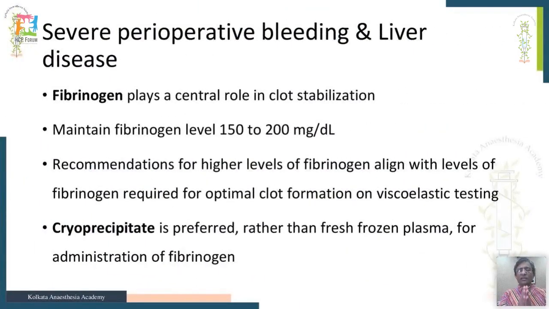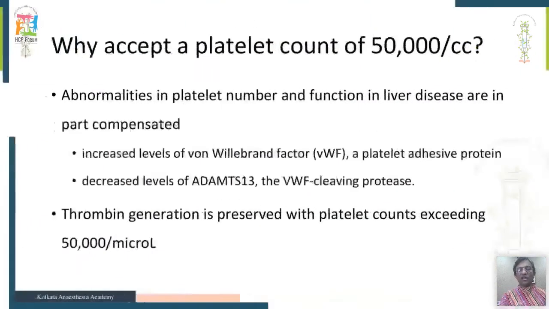Fibrinology, fibrinogen plays a huge role in the clot stabilization, and it is wise to keep it possibly above 200. And cryoprecipitate is possibly the preferred way of giving it rather than fresh frozen plasma if you have the ability, if finances is not a concern.